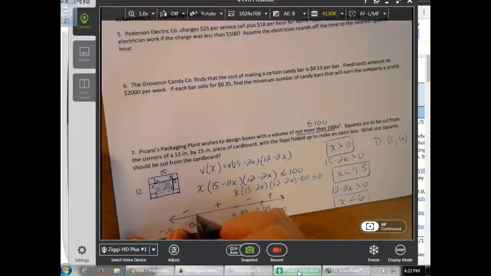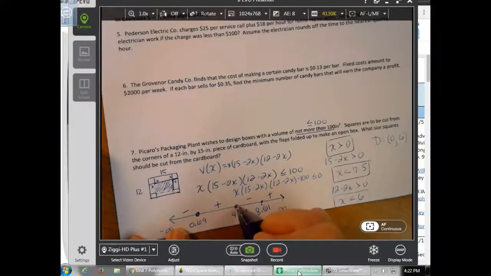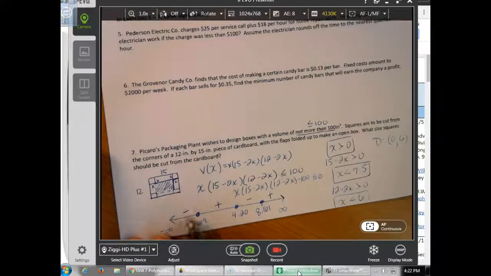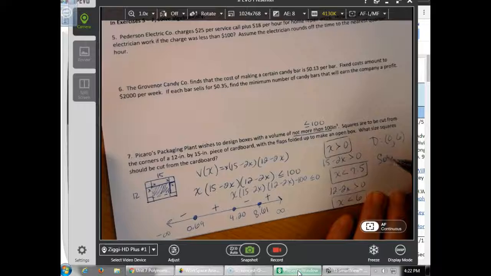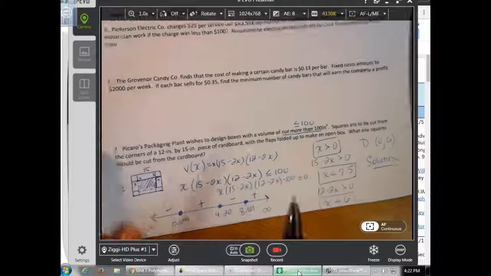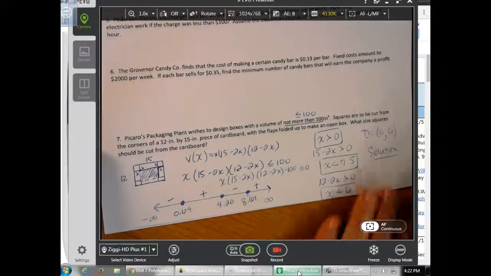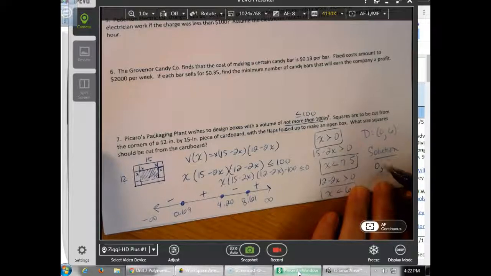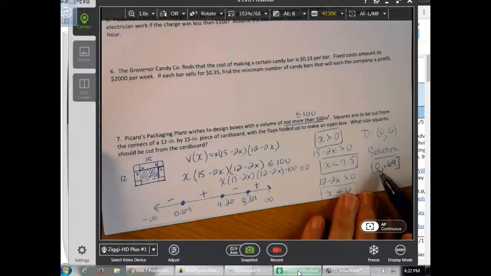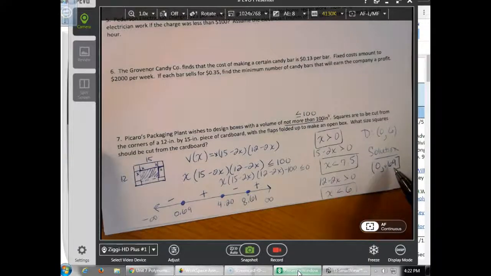So I'm going to go ahead and make sure to note that these are solutions, and then any negative interval is also a solution. But I have to consider my domain. So my solution is anywhere from negative infinity to 0.69, but I can only start at this 0. So my first interval will be 0 to 0.69. Okay, and I am going to actually include the 0.69, but not the 0, because it has to be greater than 0. And it can include the 0.69 because that gives me exactly 100 for my volume.